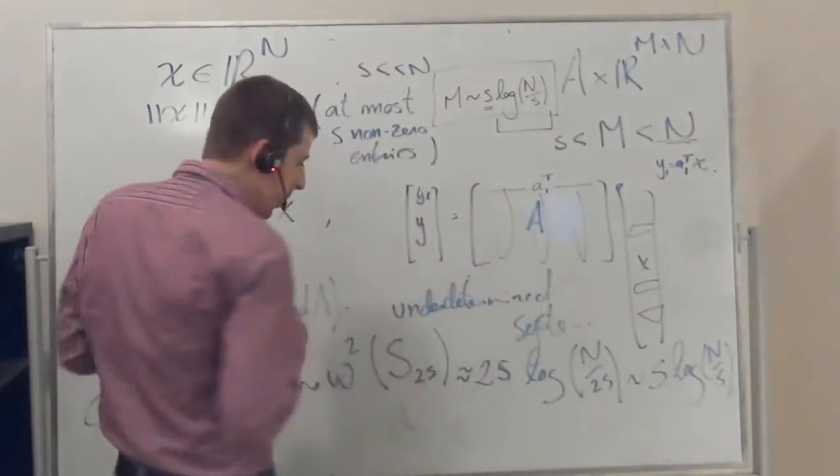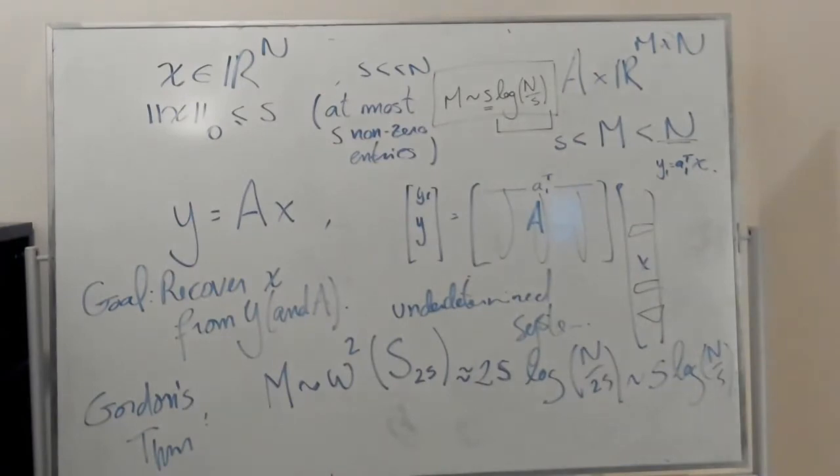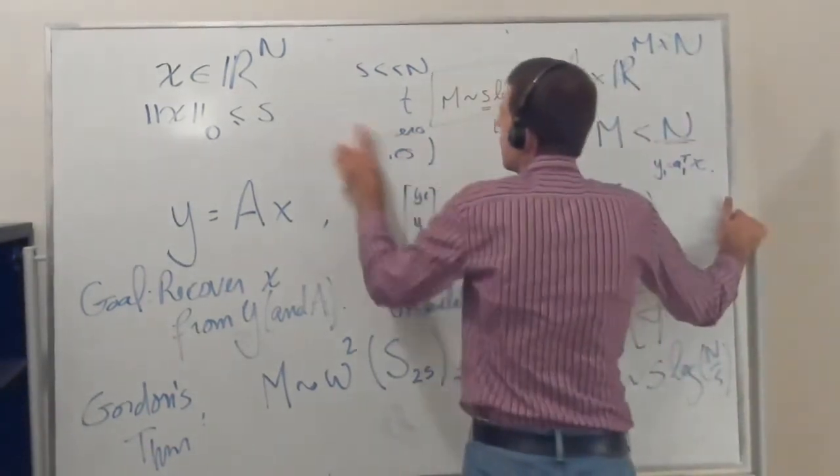Okay, so now we'll make all this a bit more precise, and try to understand what it is that we need out of the sensing matrix in order for recovery to be possible. Okay, so let me keep this here.